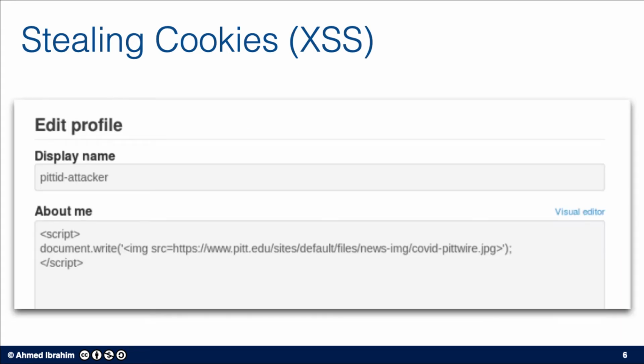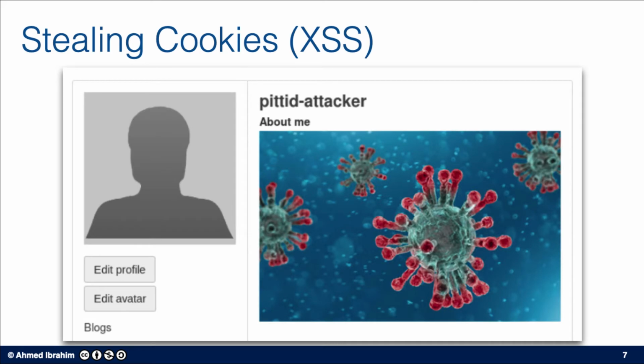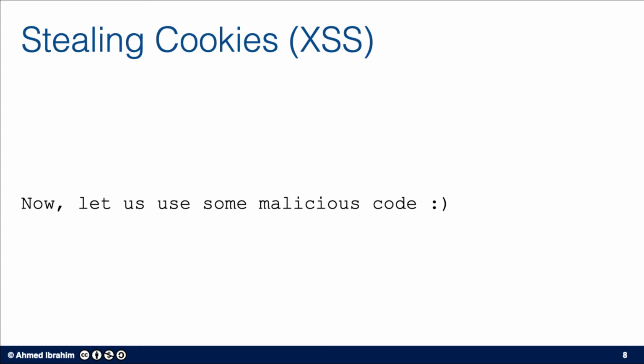As an example, if we embed this whole JavaScript code into the About Me section for some profile, then what happens when you save it is that what will be displayed instead of the code will be the image that we referenced in that source attribute. Now, let us use some malicious code and see what we can do.